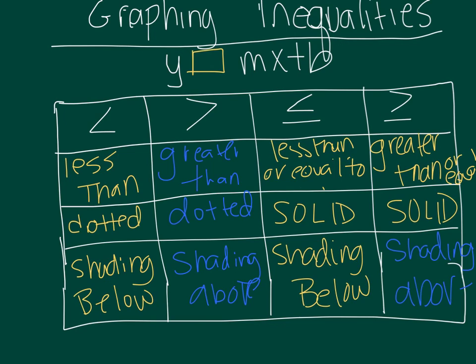The biggest trick of the trade is that the line underneath the inequality, if you have it, it's a solid line. If you don't have it, it's going to be dotted. Okay, so let's get to the problem.